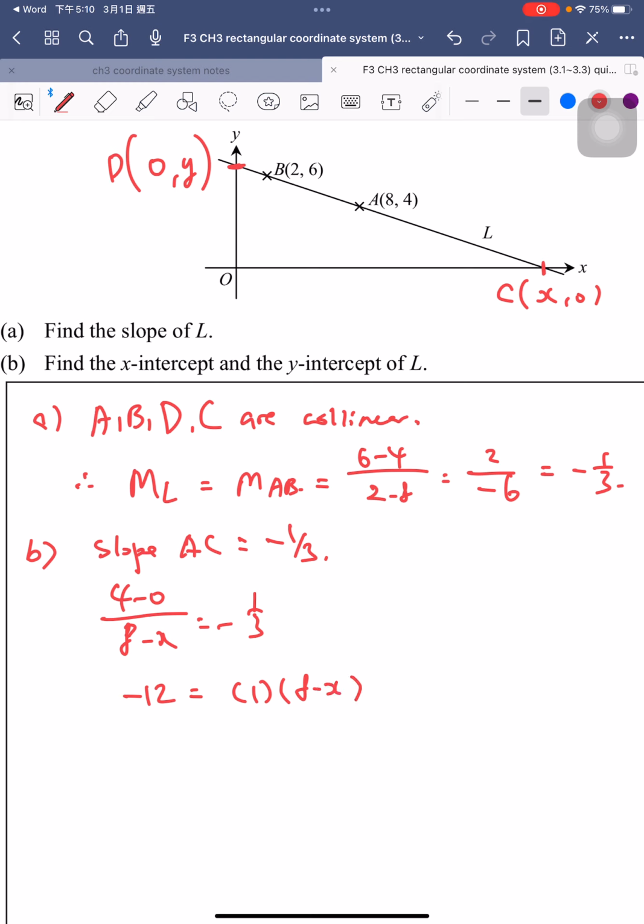So we can just leave negative 8 minus x, and move the x to the left hand side, where it becomes positive x, and move the negative 12 to the right hand side, where it becomes positive. So it's going to be 8 plus 12, which is equal to 20. So that's for the first one.